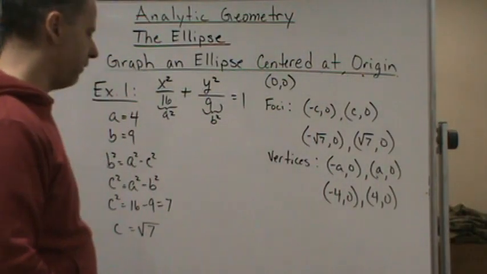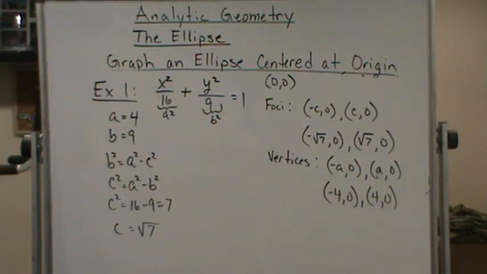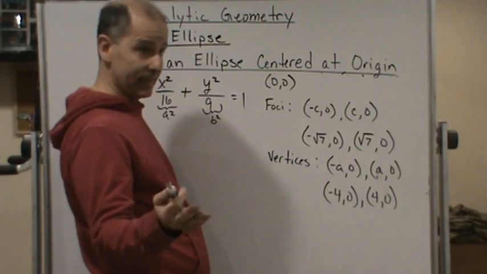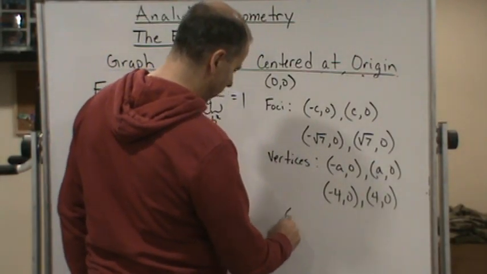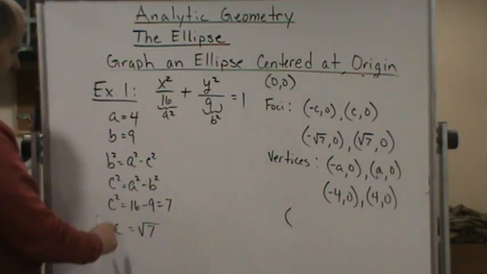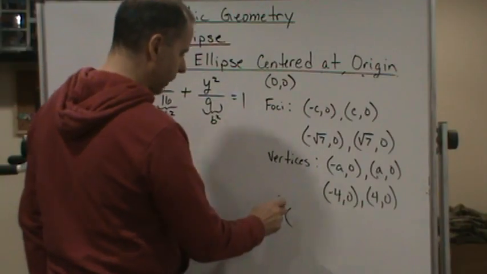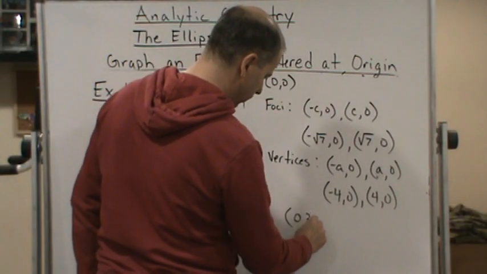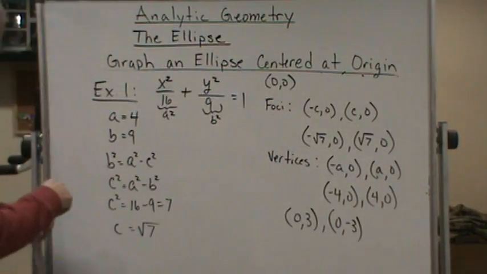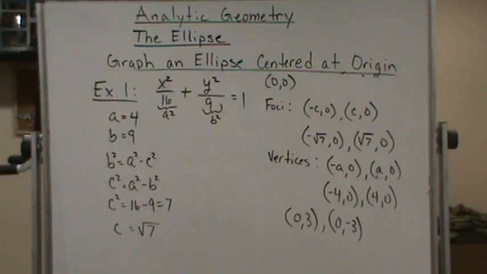So we know the length of the major axis is equal to 8 and the length of the minor axis is equal to 6. And if we wanted the endpoints, the minor axis endpoints are going to be located at what? It's going to be, in this case, along the y-axis, and we know that b is equal to 3, so this is going to be 0 comma 3 and 0 comma negative 3 that are going to be the endpoints of the minor axis.